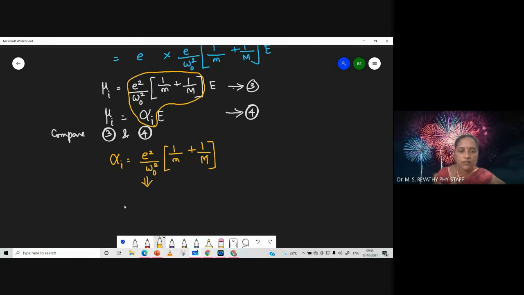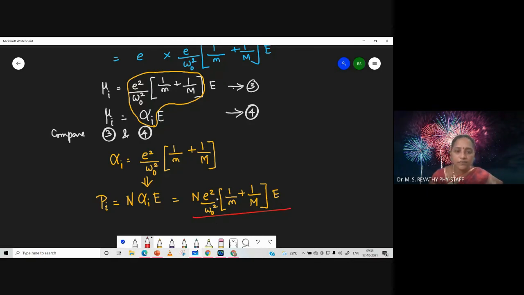So last is, we have to go with ionic polarization. The expression is number of ions into alpha I into capital E. So which is equal to n, substitute e square and omega naught square into 1 by m plus 1 by capital M into E. That's it. So this is the equation for ionic polarization. So we have done with ionic polarization now. That's all. Over. So this term indicates that this ionic polarization depends on the reduced mass.